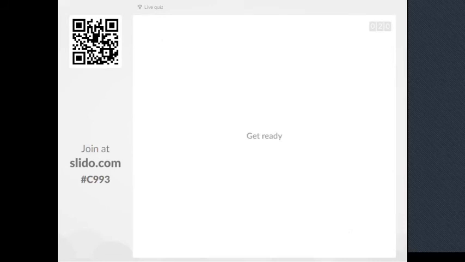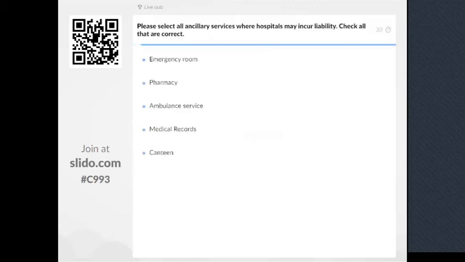I think this is the final question for you this afternoon. Please select all the ancillary services where hospitals may incur liability. Check all that are correct.